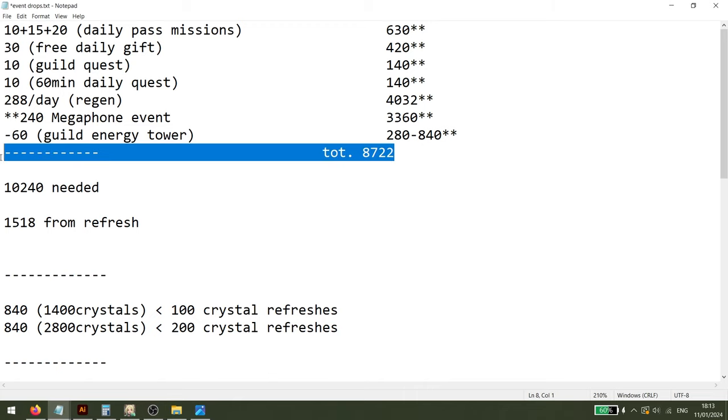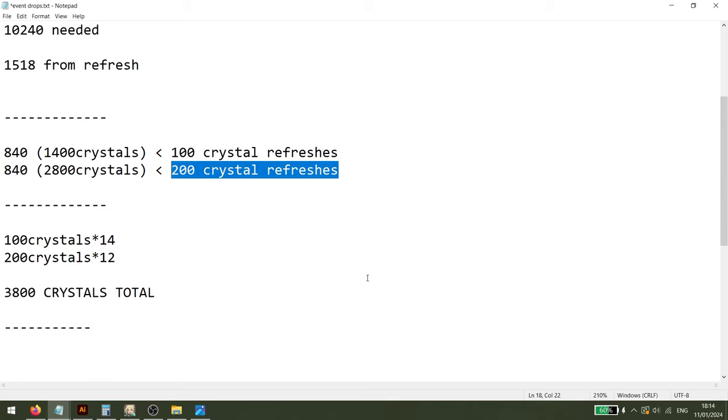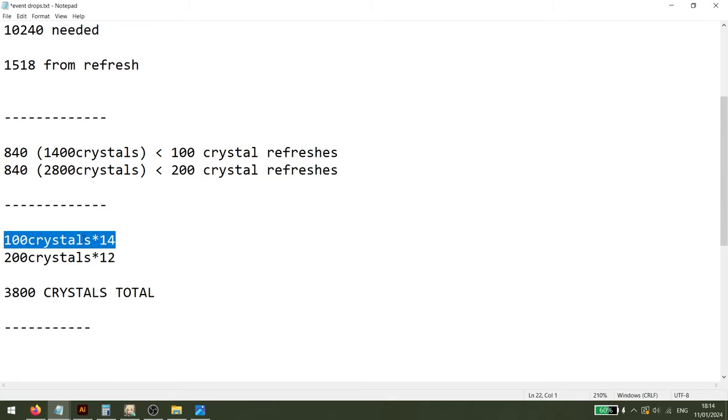This means that if we subtract the free energy we get, you'll need only 1,518 of it from refreshes. Now, luckily, since that's not a lot of refreshes, all you'll need to do is pretty much 2 refreshes a day. First of all, the 100 crystal one, and not even for all of the days, 200 crystal ones. So, you'll need to do the 100 crystal refresh every day, and the 200 crystal refresh 12 times within the 14-day period. So you can miss 2 of the refreshes and still complete the event.